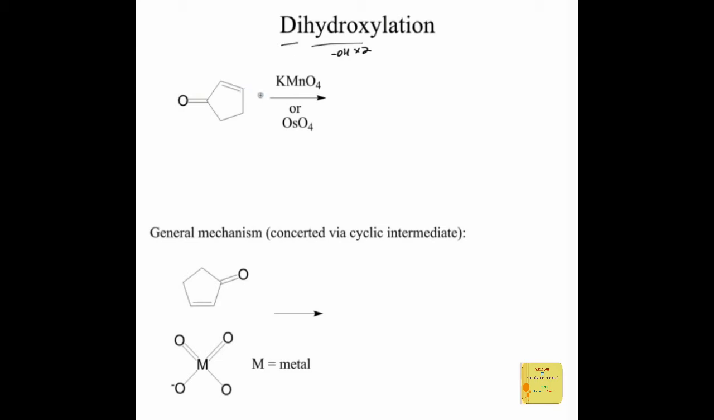And what we do is we break the pi bond, and we add an OH to each carbon, and this turns out to also be a syn addition. We get syn addition of 2 OHs. So we call this a dihydroxylation, a syn dihydroxylation, meaning the OHs end up cis to each other.